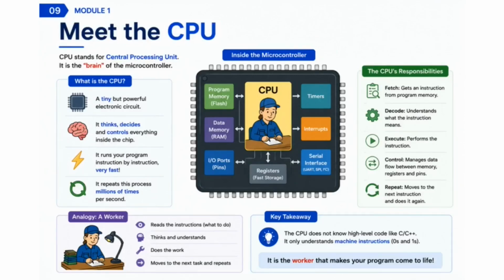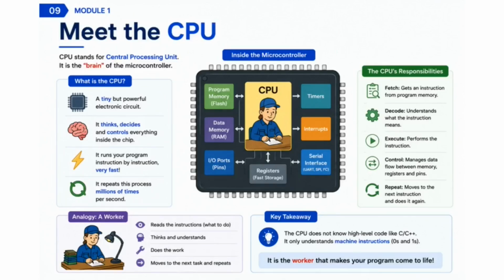It fetches, decodes, and executes instructions as explained in the previous slide. Therefore, we can say that it thinks, decides, and controls everything inside the chip. Remember, it runs your program instruction by instruction very fast. Based on the instructions, it manages the data flow between memory, registers, and pins.